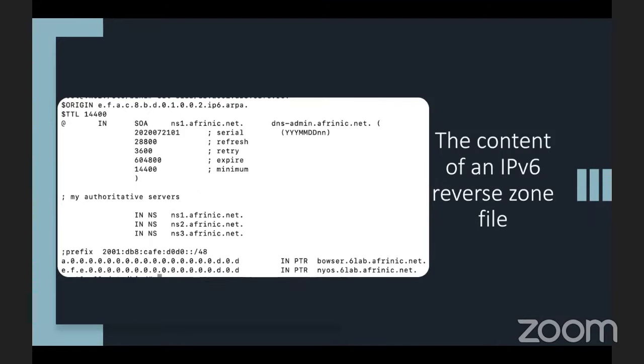Always the name, the header, the SOA, the name servers, and the PTR resource record. Regarding IPv6, don't worry about the length of your IP. You have several tools around that can help you display exactly the digits of your IP resource.